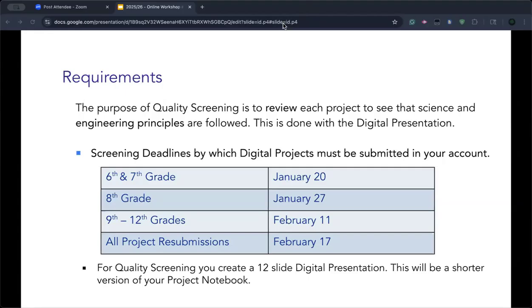For quality screening, you're going to create a 12-slide digital presentation, which will go into a lot more detail later on. This is just a shorter version of your project notebook, which will be covered in the next workshop. To submit, you should look on the GSD-SCF website for a template that you can copy and paste the appropriate information of your project into. Also note that project screening is not the same as judging, as was mentioned previously.